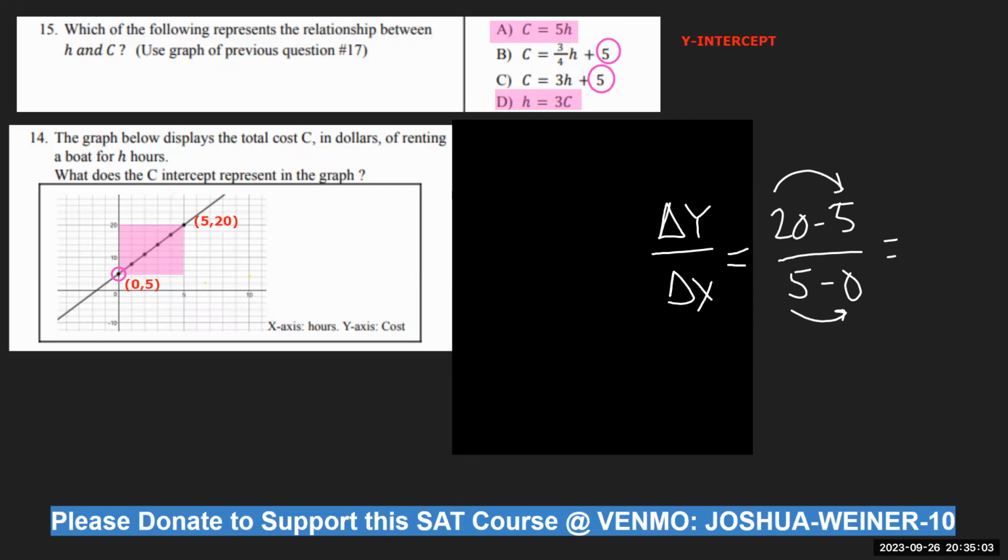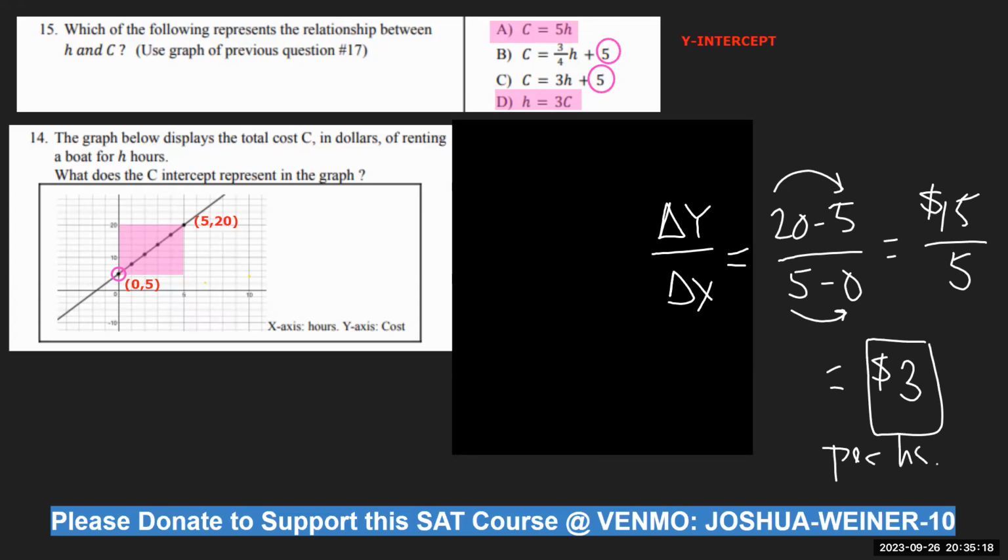Athar, what's 20 minus 5? 15. Yeah, so it's $15 for 5 hours, a 5-hour tour. So then what's 15 divided by 5? 3. And that's the per hour cost, or slope rate. All right, so it's 3.